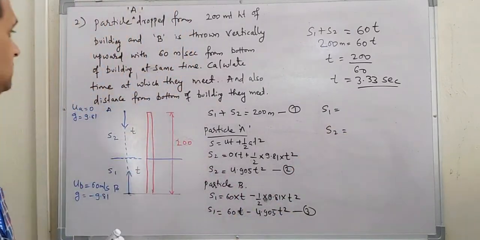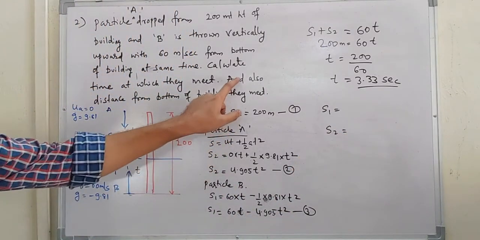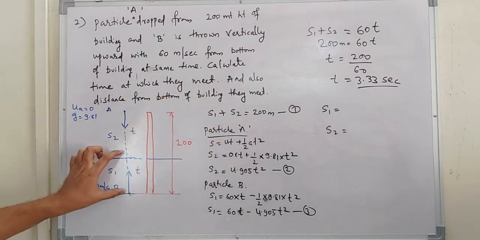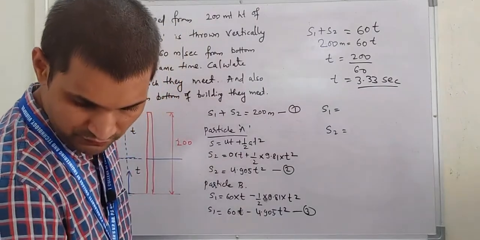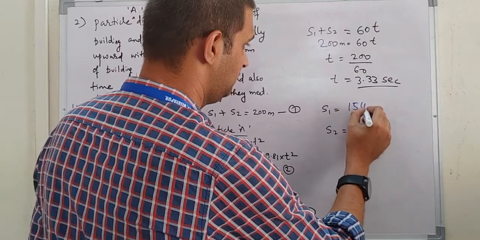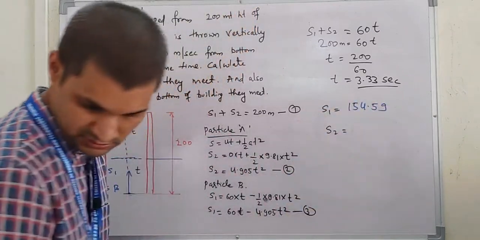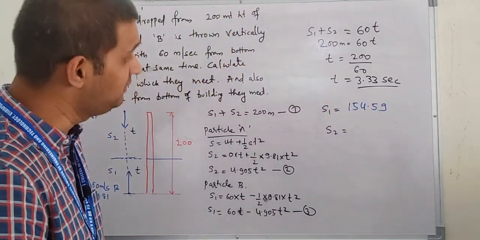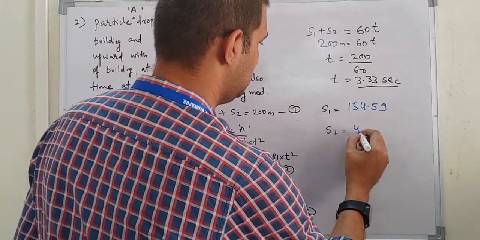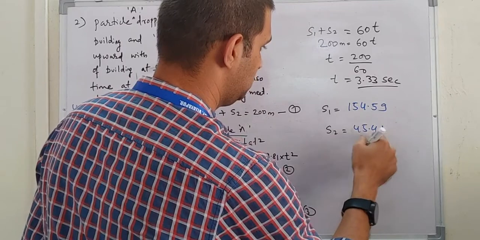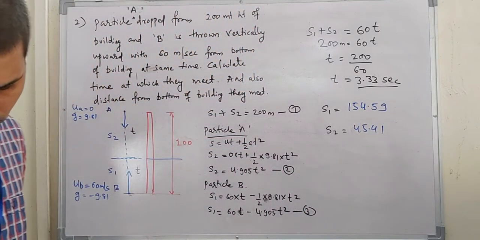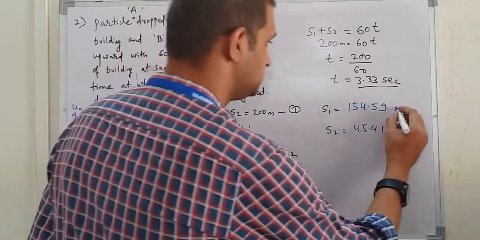Sorry, the other part was left here. They have also asked for the distance from the bottom of the building where they meet. It is nothing but the distance S1, which is 154.59. Cross check, S2 is 45.41. Both have to be in meters.